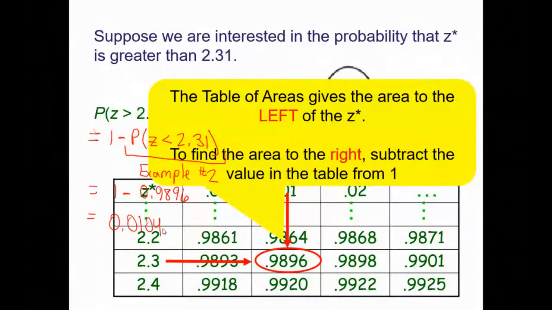Okay, so there's a blank right by that example. It says the table areas give the area to the left of z, which we already said. But to find the area to the right, we subtract the value in the table from 1. So in that blank by that example, we put a 1.